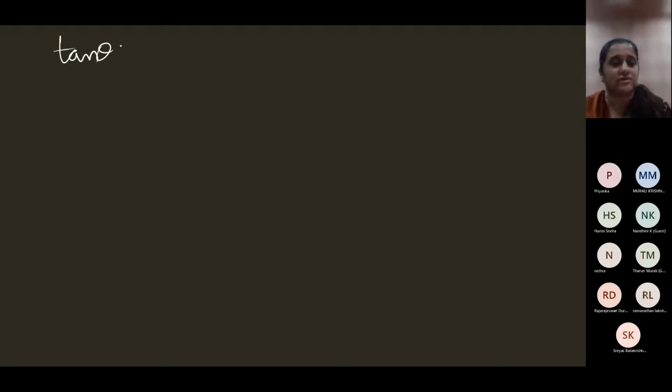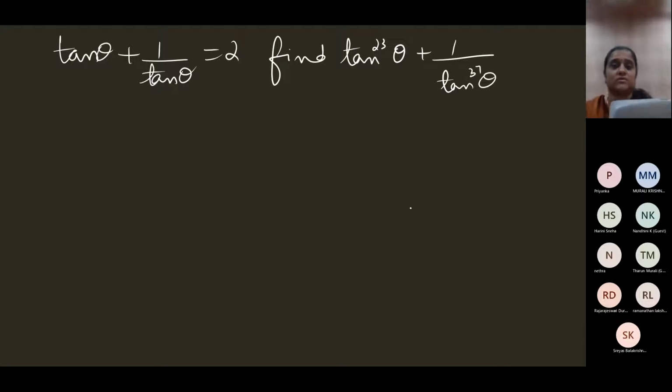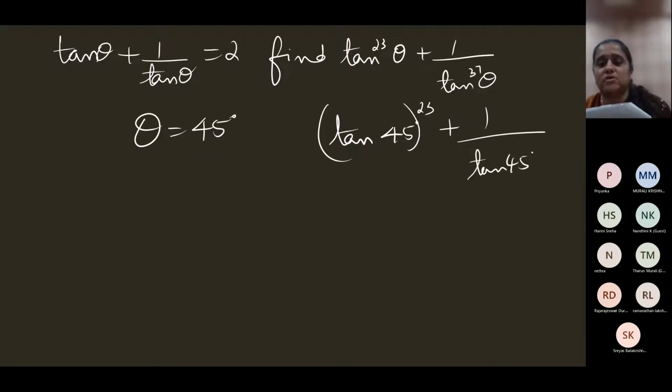If tan theta, you don't write this now. If tan theta plus 1 by tan theta is equal to 2, find tan theta to the power, say some 23, plus 1 by tan theta to the power something like 37. So don't get mad with this question. We find from this, we find theta is 45 degrees. So this is nothing but tan 45 degrees to the power 23 plus 1 by tan 45 degrees to the power 37.